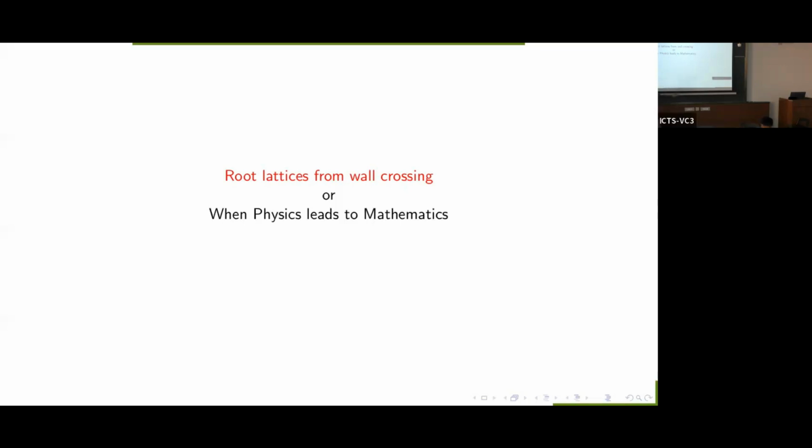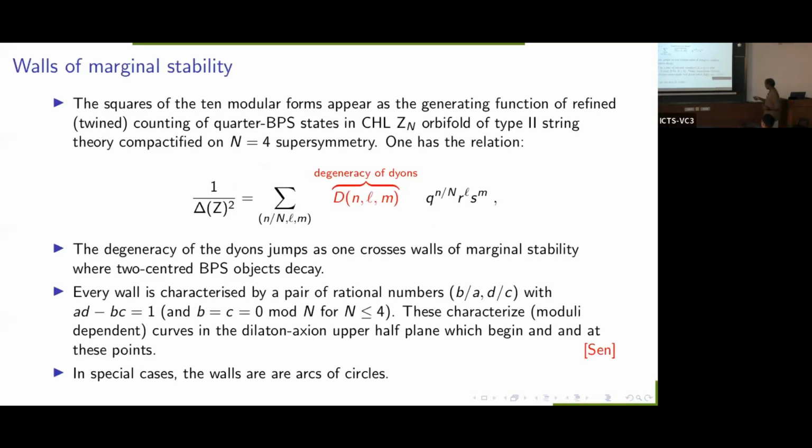So the question is, what are these walls? And somebody in the audience worked out those walls. That's Ashok Sen. And so squares of these modular forms, I mean, we took the square roots, so I'm going backwards now. So I'm just using some slightly different notation out here. I'm taking care of fractionality. So it's the same thing which we wrote.